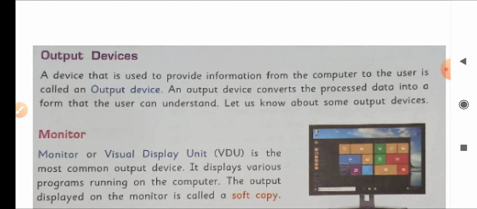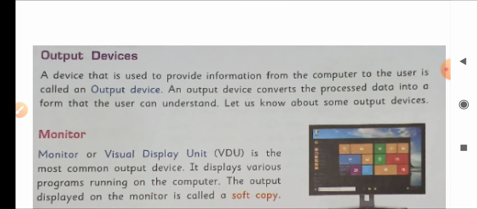So what is an output device? As I told you, the IPO cycle: input, process, and output. We input with input devices, the computer processes it in the CPU and then gives the output. So how will we come to know the result of whatever data we fed in the system? We want to see the output of it, so we need a certain device to see the output.